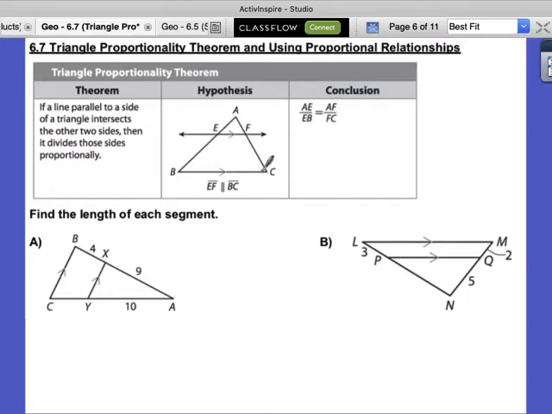Let's try and use this a little bit and see if it comes to life. If we were on problem A, trying to find the measure of this, let's call it smiley face. We don't use smiley faces often as variables, okay? Let's call it smiley face, CY. Let's get a little fun with it.